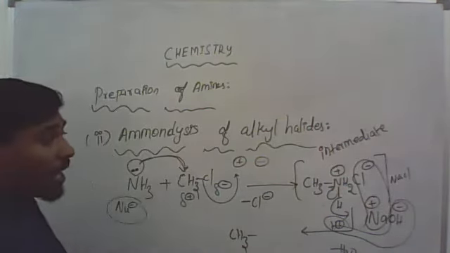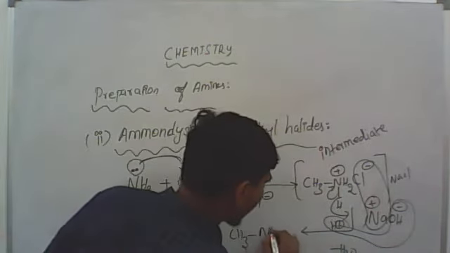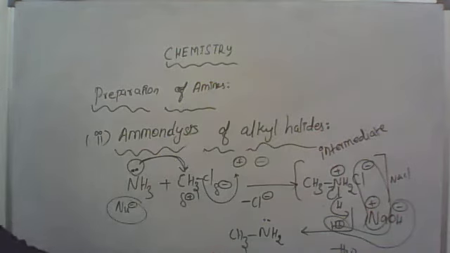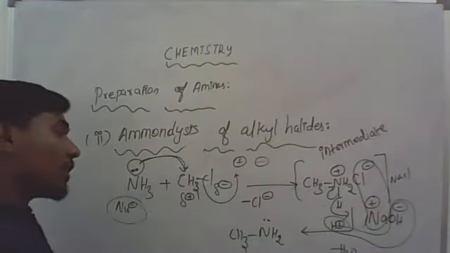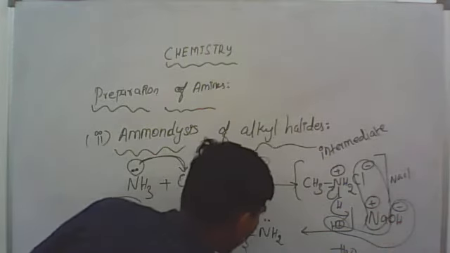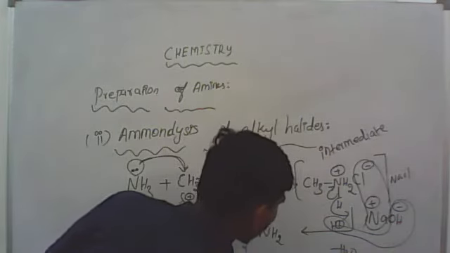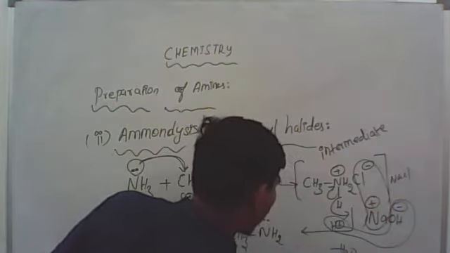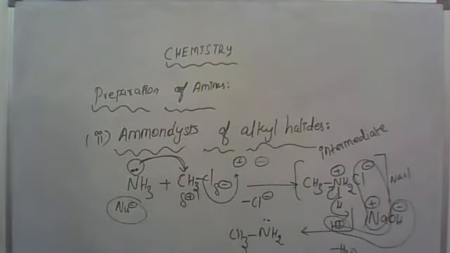And the remaining terms, see here, are CH3 and NH2. NH2 has a lone pair of electrons. See here, is this the primary amine or not? Yes, we have prepared a primary amine. It's called methanamine. It's a primary amine.